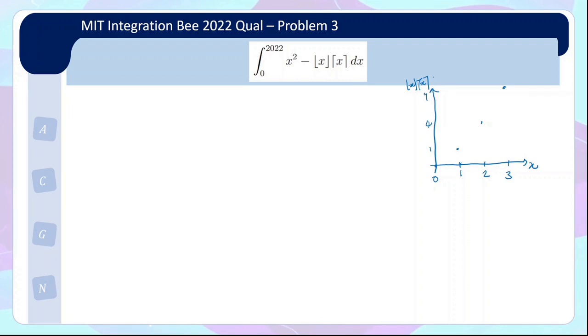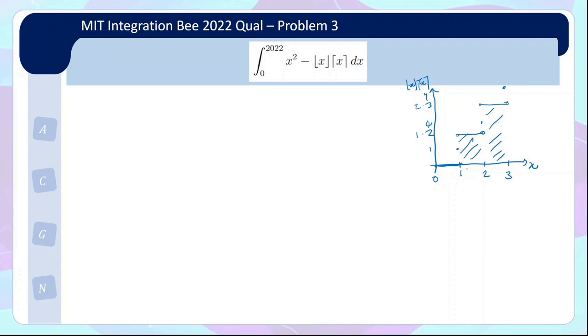What happens in between? Well, between 0 and 1, you round down times round up, so you get 0 times 1, so it's 0. Between 1 and 2, you round down times round up, so you get 1 times 2, which is 2. Between 2 and 3, you get 2 times 3, which is 6. And what you want is to integrate this function here. But realize that the area under this curve is really just the area of all these blocks of width 1 and height n times n plus 1 if you are starting at n.